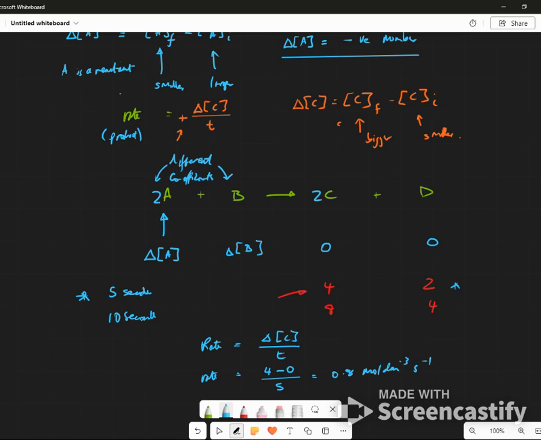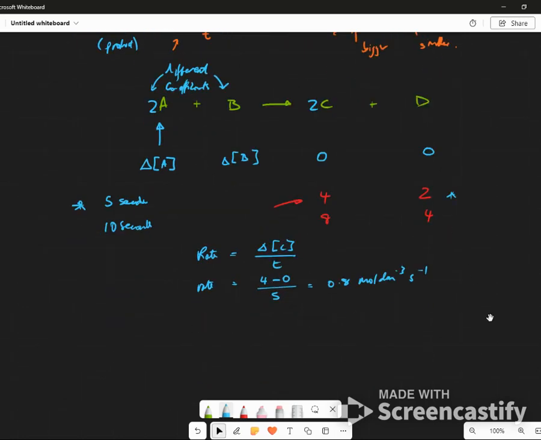Yeah. Okay, now let's pretend this is looking at the concentration of C. Now let's do it again, looking at the concentration of D. Now the rate is equal to the change in D divided by time. What's the change in D? Well, it's 2 minus 0 divided by 5, and it's 0.4 moles per decimeter cubed per second. Do you follow me? Is everyone good with where I got these from?